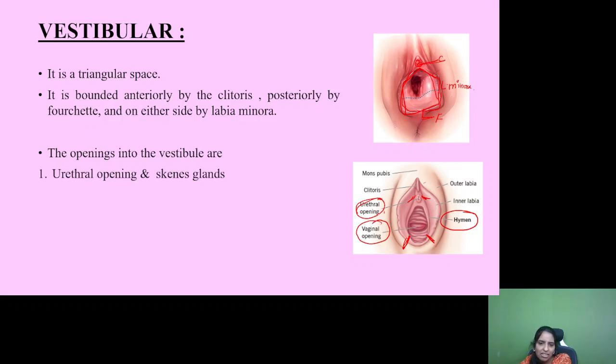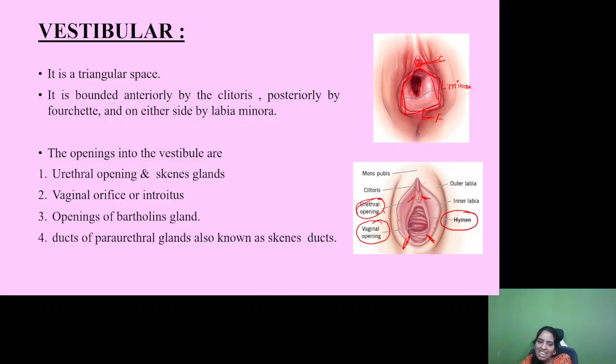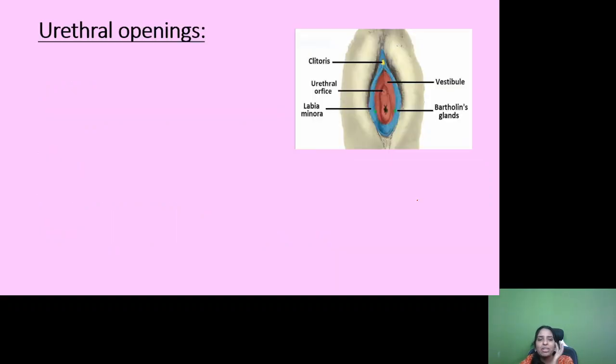As I said, the urethral opening and the Skene's tubules, the vaginal orifice or vaginal opening or vaginal introitus, and next the Bartholin glands, and next the paraurethral glands, which are also known as Skene's ducts. We'll remember only 2-3 points regarding all this so that you don't get confused.